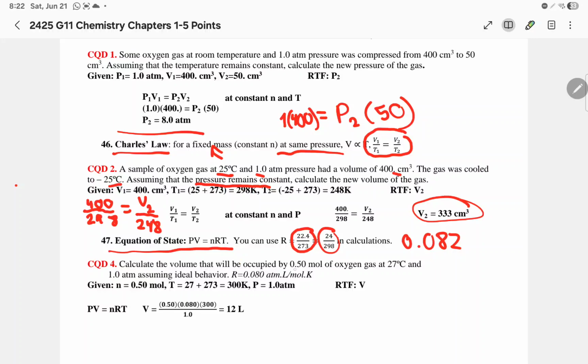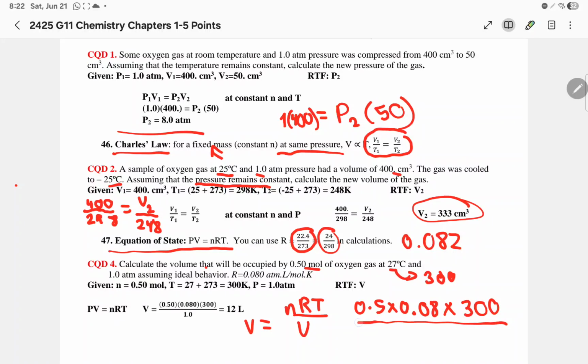So calculate the volume that will be occupied by this many moles of oxygen at this temperature, but you need to make it into Kelvin, which is going to be 300, by the way, and 1 atmosphere, and they gave you R. So volume, because it's PV equals nRT, so volume equals nRT over P. Now n was 0.5, R was 0.08 as it was given, and T was 300 all over the pressure, which is 1. That's gonna give you 12 liters.